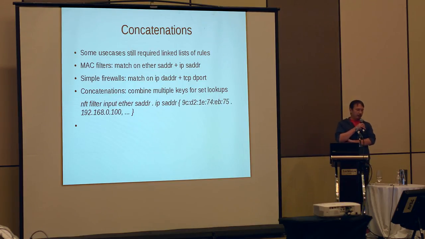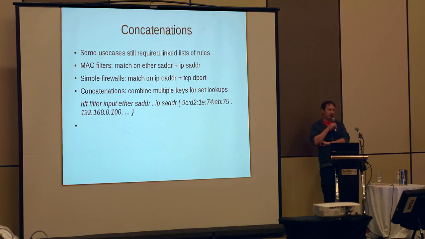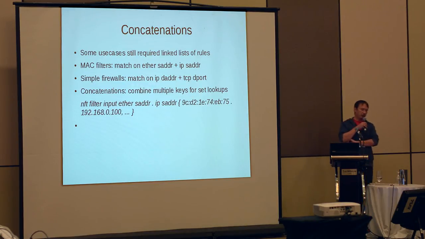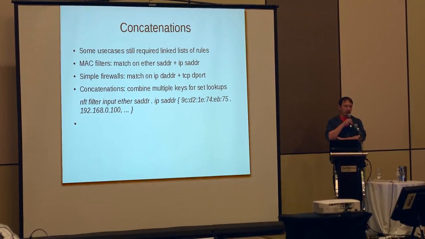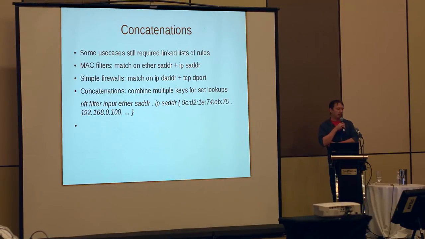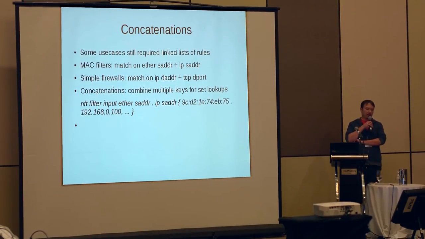Okay, I'm talking. This is future stuff now. We were actually planning to provide this from the beginning, but it turned out to be more complicated than expected. Concatenations: this is a patch set I have queued and which will be submitted shortly. It's meant to concatenate multiple different keys into one single bit string. So you are not forced to use a single key for the set lookup, but you can provide any kind of keys you want.